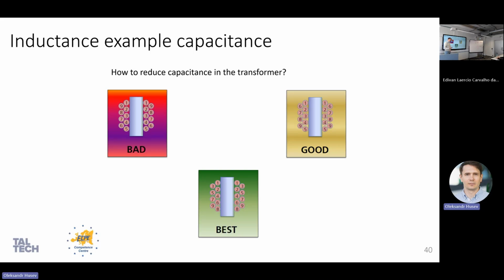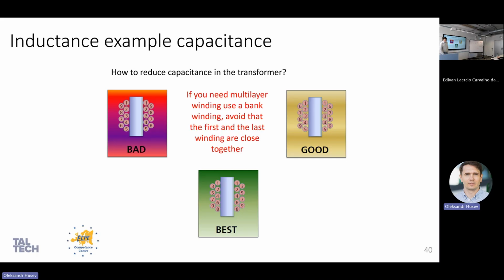And unfortunately, there is no way to achieve something like zero for both of them, you just need to set a priority. What is the priority in your case? What's the switching frequency, and so on. So this is something basic, but if you need multi-layer winding, use a band winding, avoid that the first and the last winding are close together. So this is something well known. But about capacitance in general, the main conclusion from previous few slides is that not all capacitors are good.